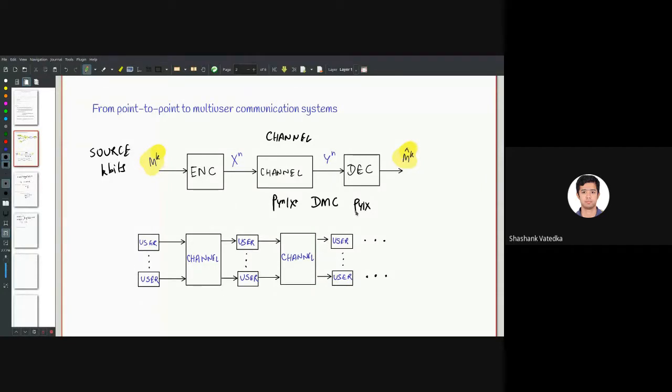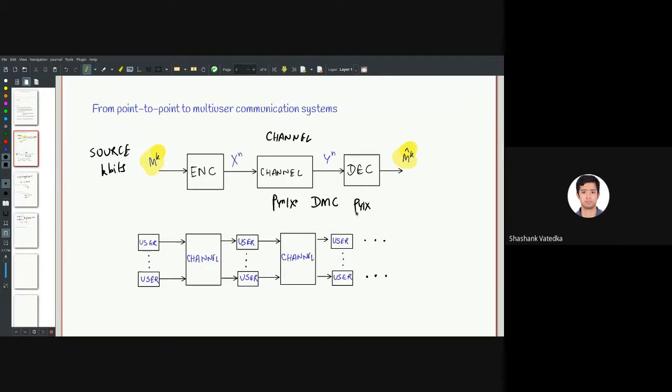And the transition probability basically determines what the channel is, right? And the goal is to design an algorithm, an encoder and a decoder, such that we can have essentially noise-free communication from the source to the destination. Right? So this is a single point-to-point communication system where you have a single sender and a single receiver.